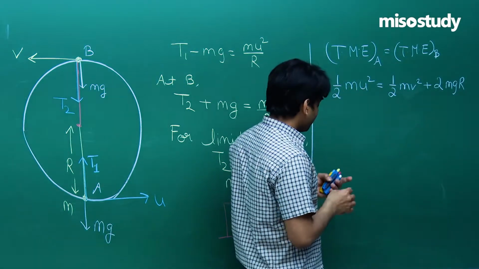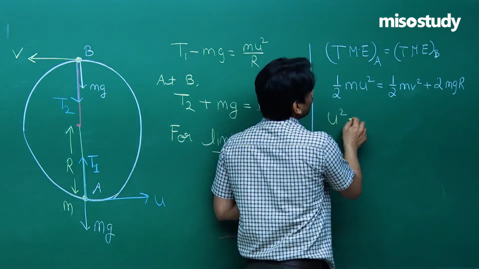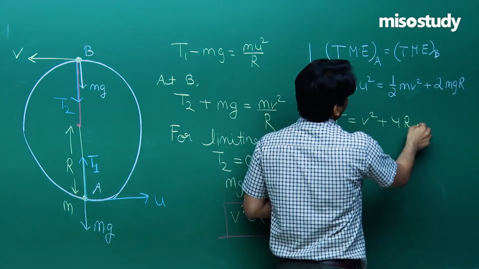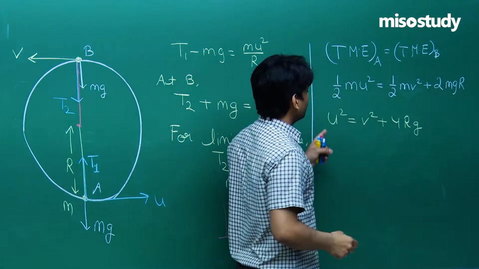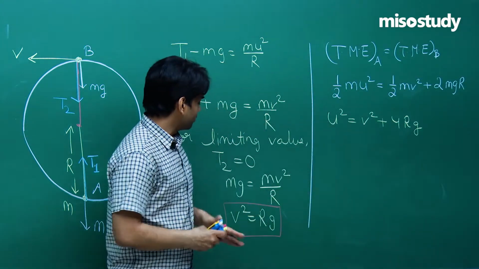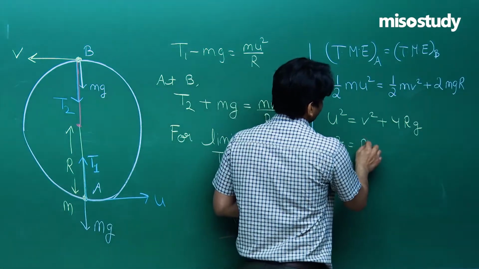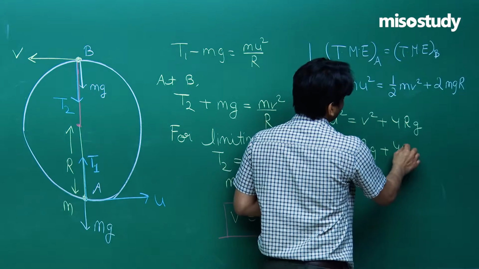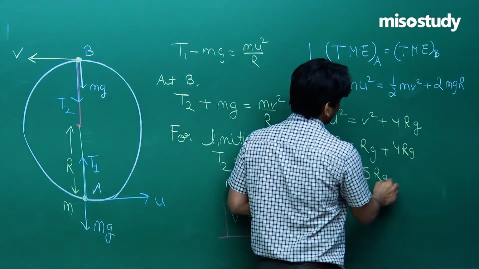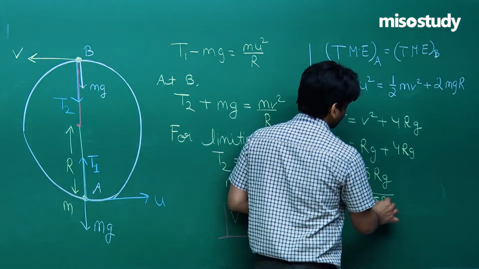Now the m can be cancelled out, and if you multiply by 2 everywhere, you will get u square is equal to v square plus 4 rg. Now v square we have already evaluated, v square equal to rg, so put it here: u square is equal to rg plus 4 rg, so u square is 5 rg, and u will come out to be under root 5 rg.